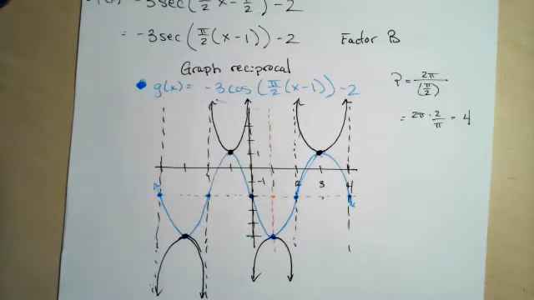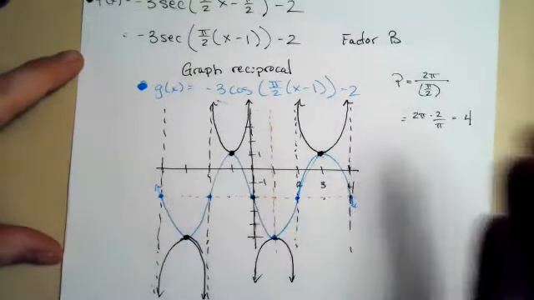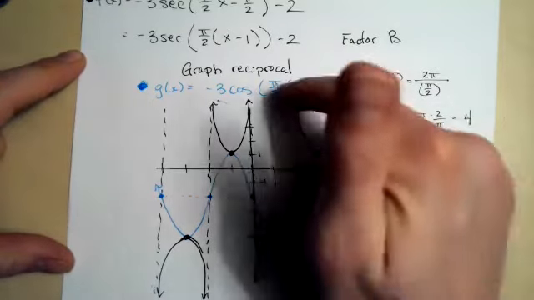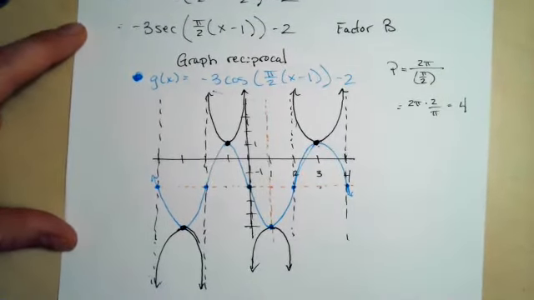So cosecant, you're going to do similarly. You would draw your sine function first, and then the same process. Wherever it crosses the midline, vertical asymptote. At the peaks, draw your U's. At the valleys, draw your upside down U's.